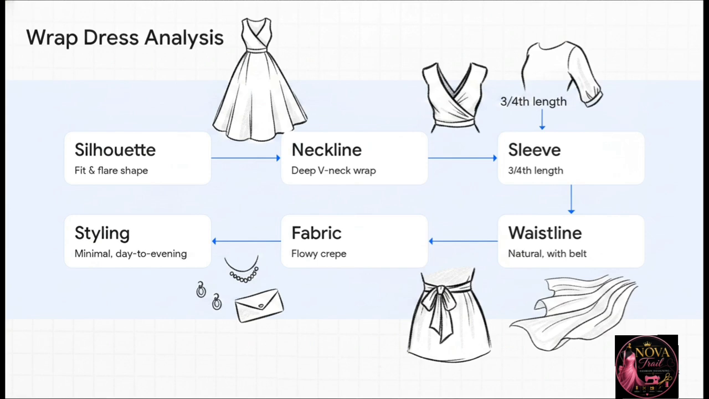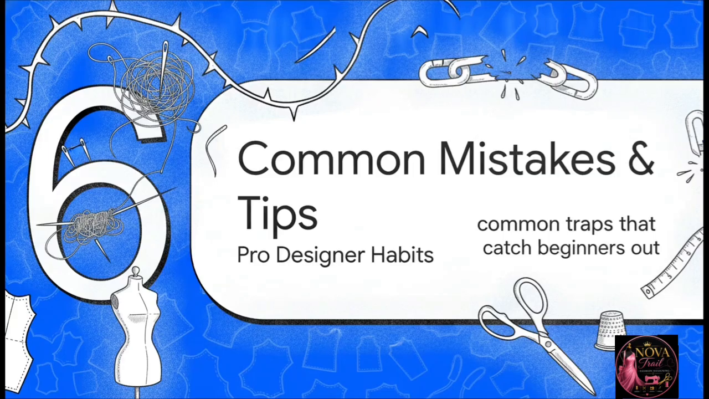And just by observing how the skirt falls and moves, we can easily guess the fabric is a flowy crepe. Paired with minimal jewelry, this kind of piece effortlessly bridges that tricky gap between day wear and evening wear. It really is a masterclass in purposeful design. Now, for Section 6, common mistakes and tips. Let's make sure you don't fall into the usual traps.